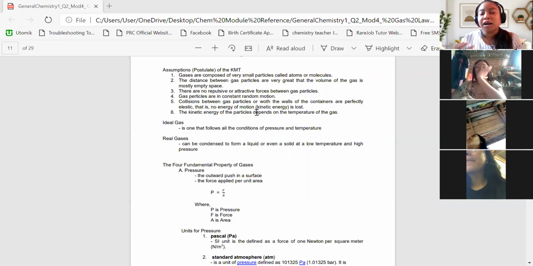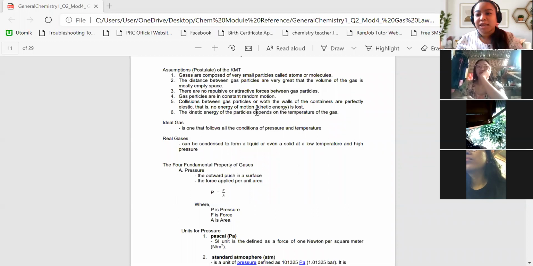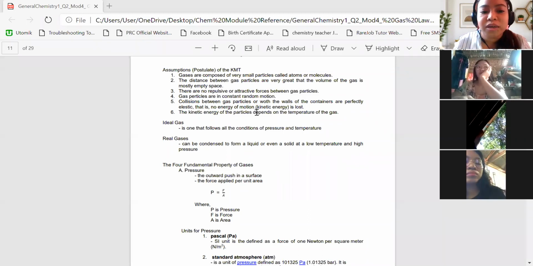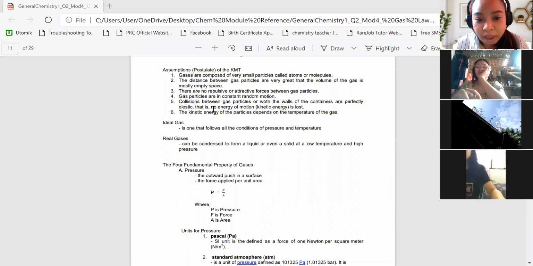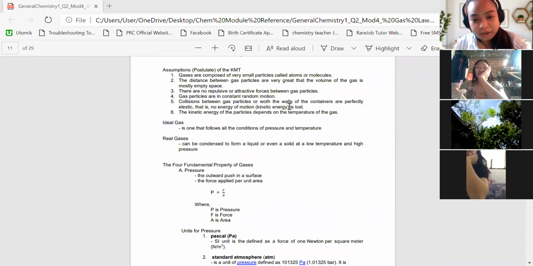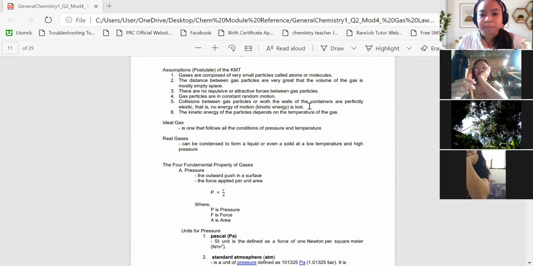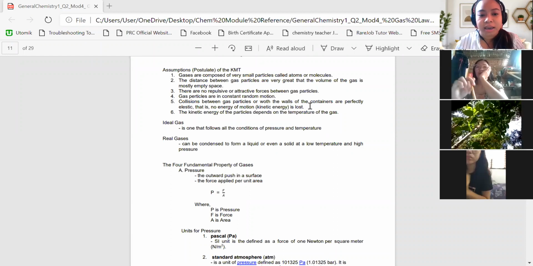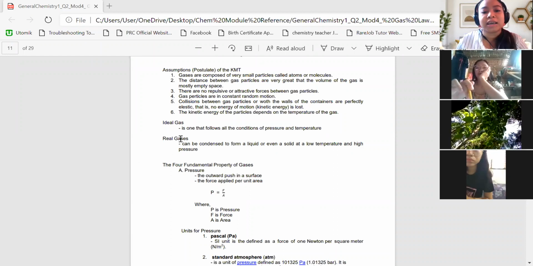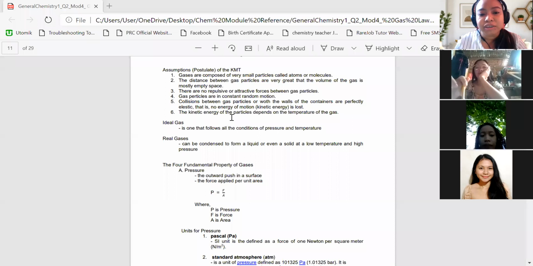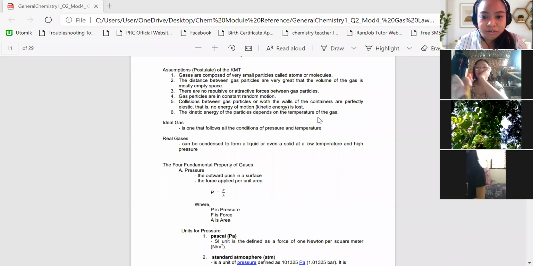Like marbles, when you shoot them, they may go to opposite sides, or one transfers its speed to the other, so one stops and the other moves. That is perfectly elastic. No energy of motion, or kinetic energy, is lost. It could be transferred, or they share the kinetic energy. The kinetic energy of the particles depends on the temperature of the gas.